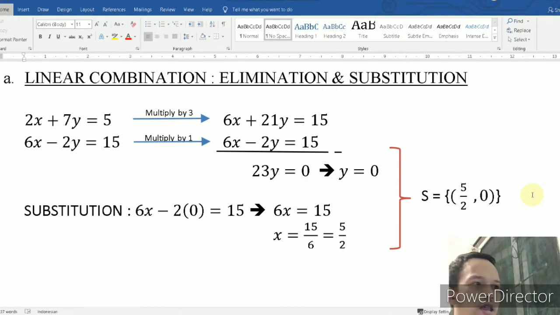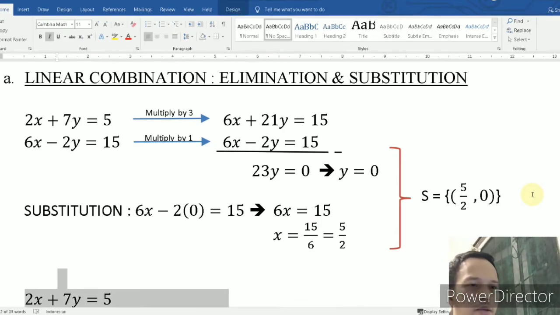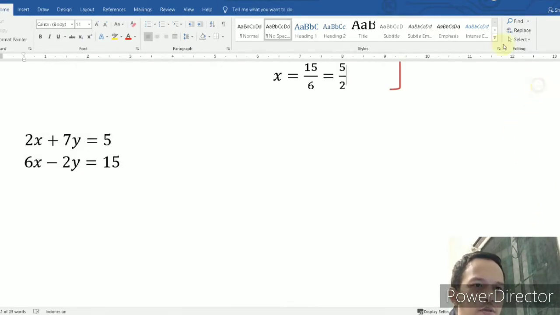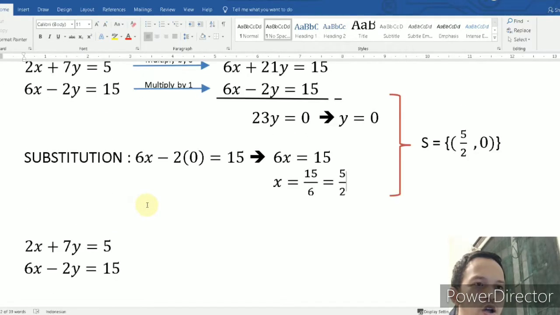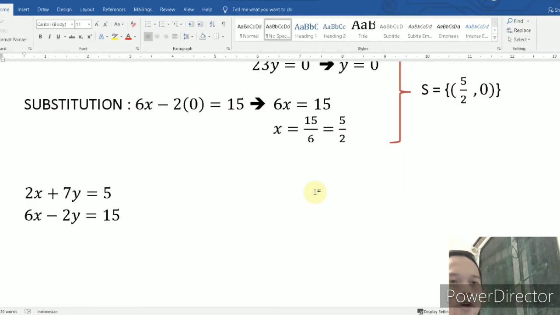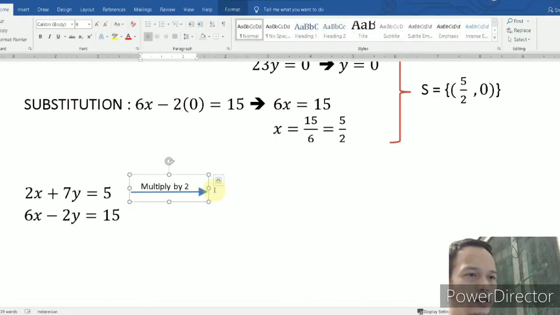So now, let me just show you the same example. As you can see, it's the same as this one. The first thing, I want to eliminate the y. It means I make both equations have the same coefficient of the y, or the same amount. The sign can be different, but let me show you to make it clear.